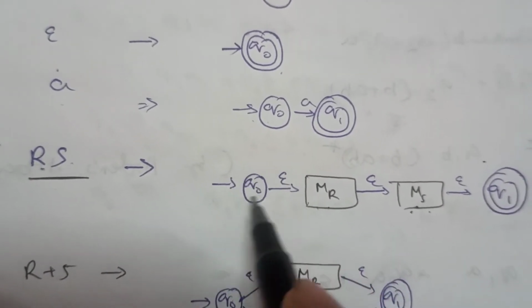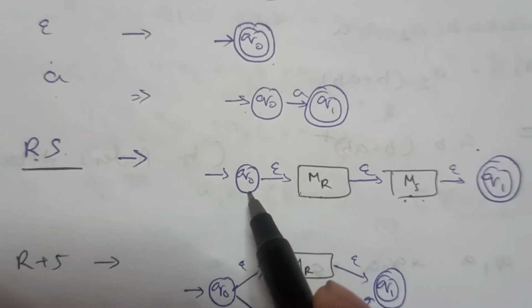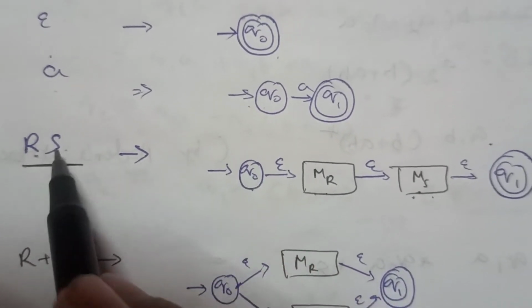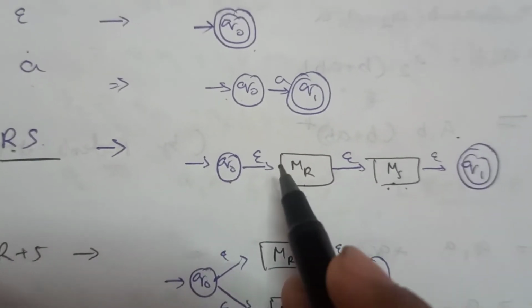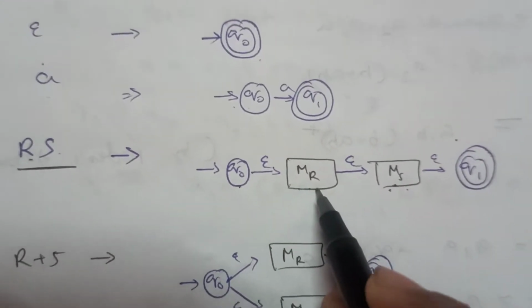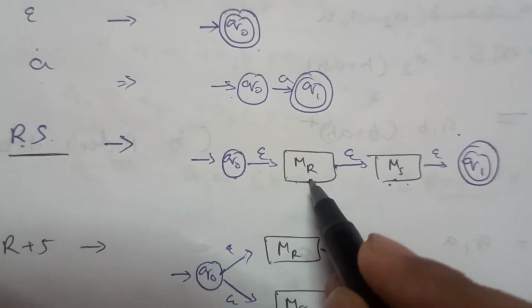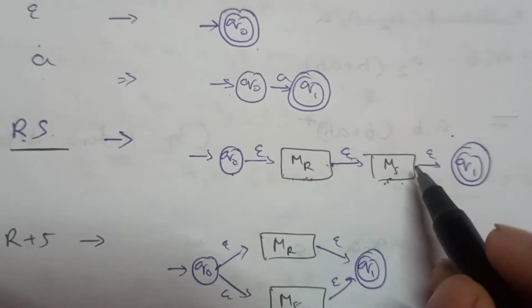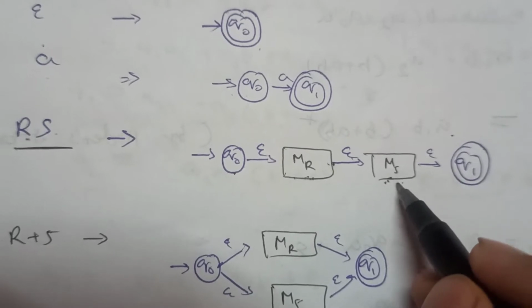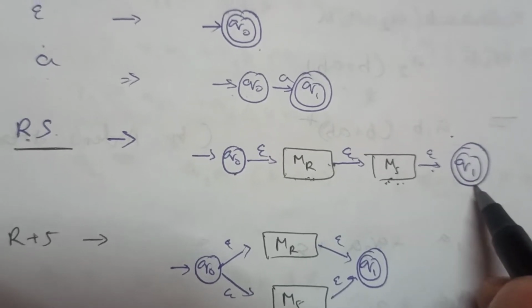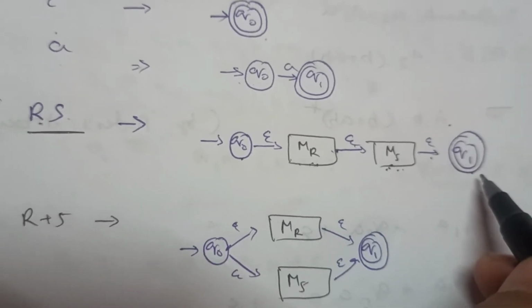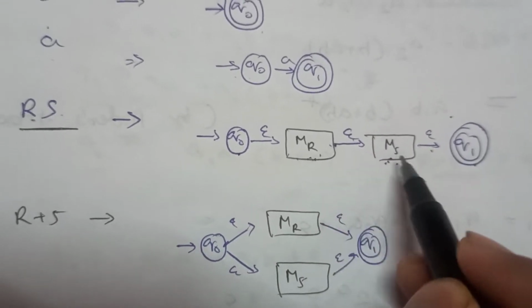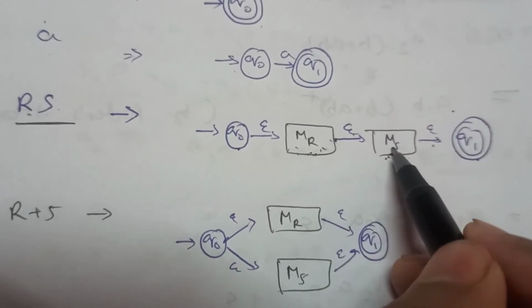Here q0 is the initial state for the whole regular expression, and from here it receives nothing and goes to Mr. After reaching the final state of Mr, it again accepts null and goes to Ms, and again after reaching the final state of Ms, it receives null and goes to the final state of our automata, q1. So here there are two automatas concatenated.